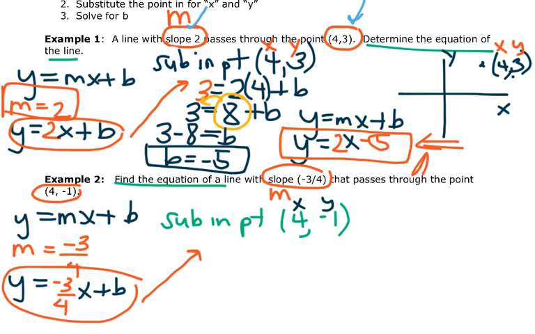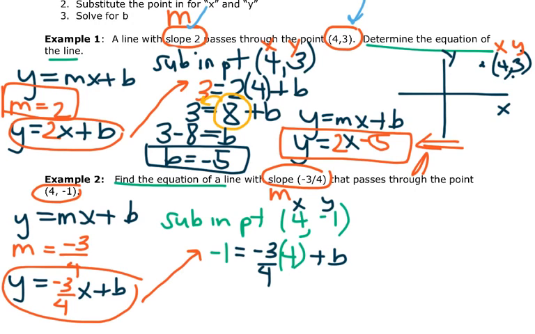So instead of y, what can I put? Well, I can just put negative 1. Then we've got to copy the equals and the negative 3 over 4. And instead of x, we're right here now. Instead of x, what should I put in? I'm going to put in 4. I'm going to put brackets around it. And then we got plus b. So I'm just going to copy plus b.